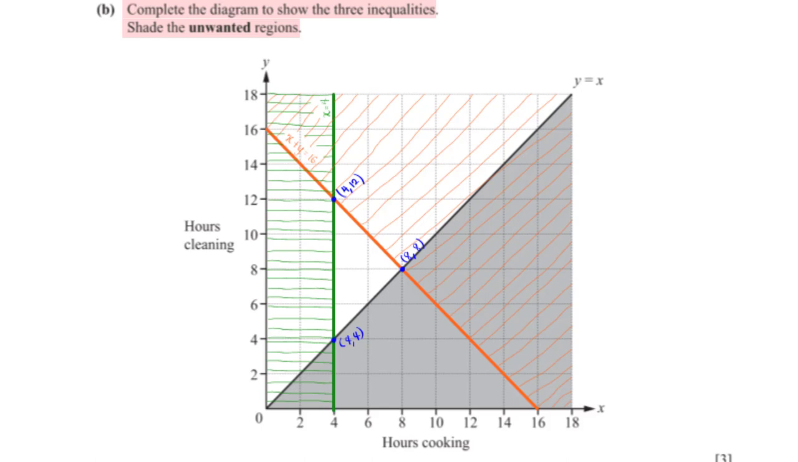For the third and final inequality, we have x is greater than or equal to 4. And so this means that the wanted region is to the right of the line x is equal to 4. And so we are going to shade the region to the left of x is equal to 4.